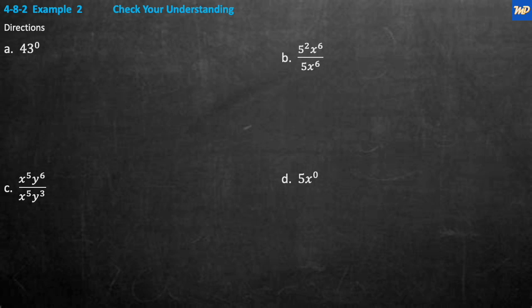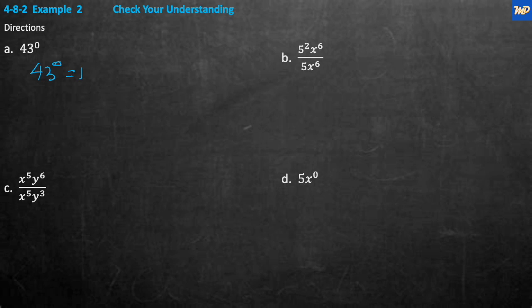Okay, let's check our understanding. What we're going to do here is we have 4 problems, and we're just going to simplify them. So in the first problem, we have 43 raised to the 0 power. What's the answer to that? It's pretty straightforward, because from the earlier slide, anything to the 0 power is equal to 1. So 43 to the 0 power is equal to 1.